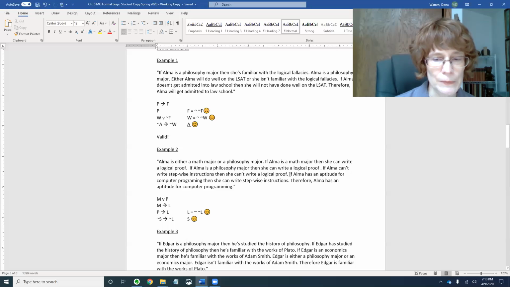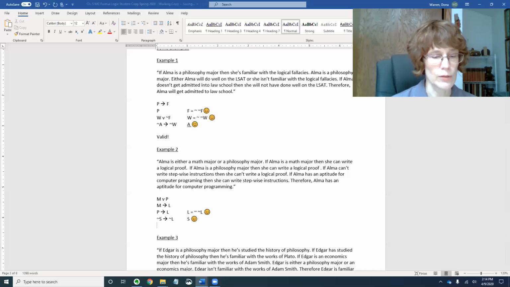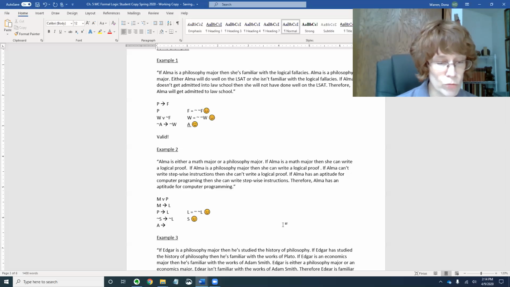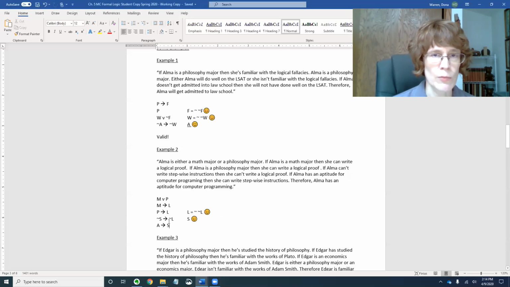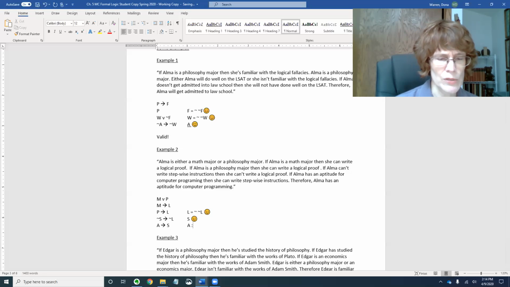So we are now here. If Alma has an aptitude for computer programming, then she can write stepwise instructions. So if she has an aptitude for computer programming, then she can write stepwise instructions, which we're letting be S. Can I conclude something? Well, it looks like someone wants me to. I have if front then back and back. That's setting me up for a fallacy, right? That's kind of setting me up to say, well, that must be A then. But that would be a mistake, wouldn't it?